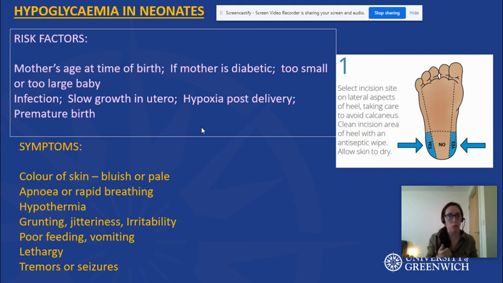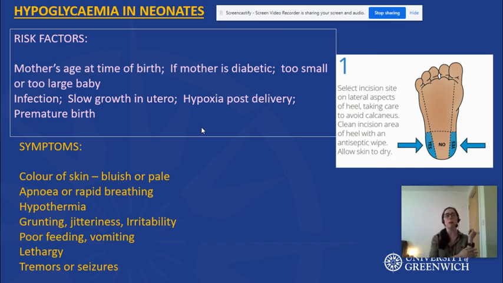The usual grunting, red flag, alarm bells, jitteriness, irritability, kind of like jumpy babies, not feeling very well, vomiting a lot. You might actually find in the nappies as well that they're being overproductive in that way. Lethargy or floppiness. And in worst case scenarios, tremors and seizures. Don't forget you can get hypoglycemic seizures.